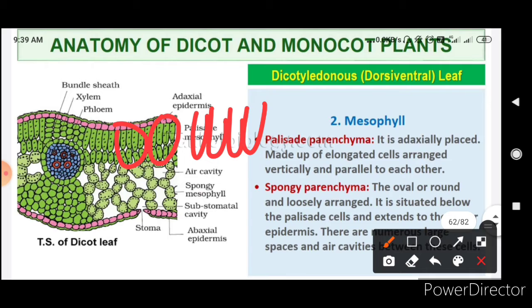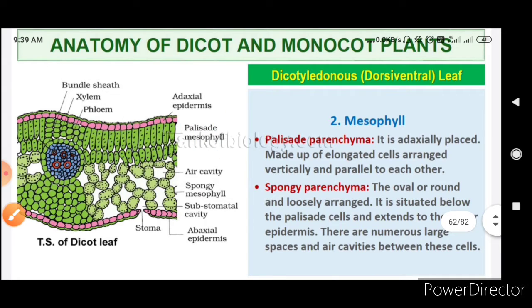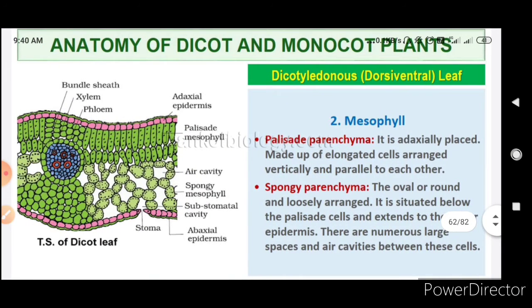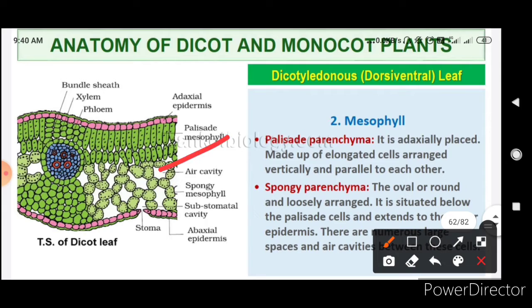When we are talking about the spongy parenchyma, the cells are oval or round and loosely arranged. It is situated below the palisade cells and extends to the lower epidermis. There are numerous large spaces and air cavities between these cells. You can see here, these are the air cavities present, and the cells are oval or round. They are loosely arranged, meaning intercellular spaces are present between them, and it is generally present on the lower surface, that is the abaxial epidermis.